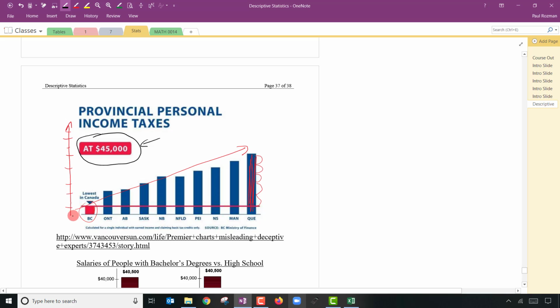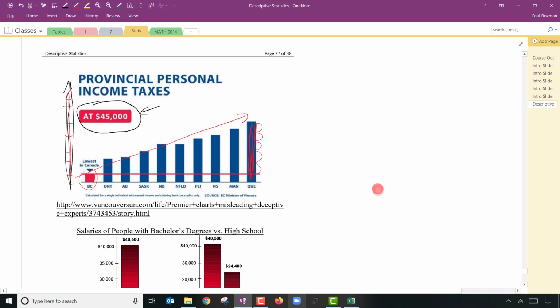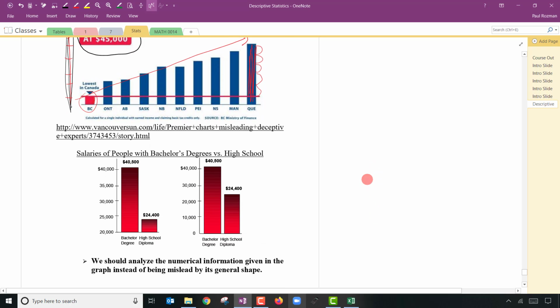Always look for axes. That is key. If there's no scale, that graph could mean anything. Here's one that's probably just as manipulative: salaries of people with a bachelor's degree versus high school.